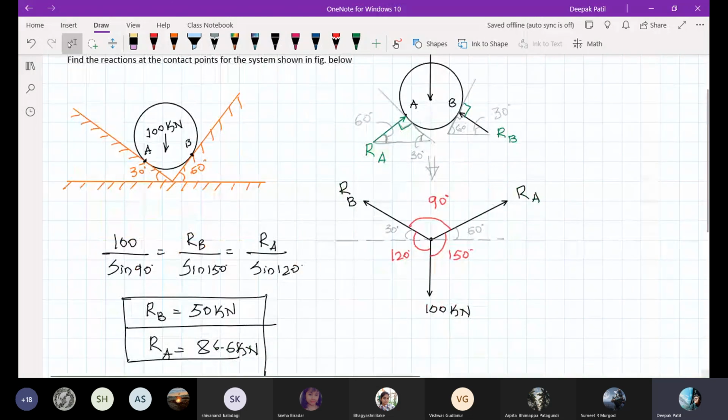In the next class, we will solve a few more examples on sphere problems, and I will tell you how to use Lami's theorem and how to use the equilibrium equations in sphere problems.